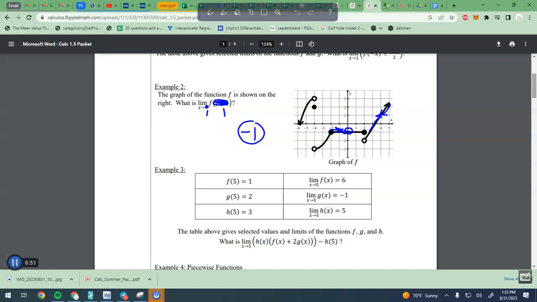So let's have you guys try the limit as x approaches 3 of f of x.